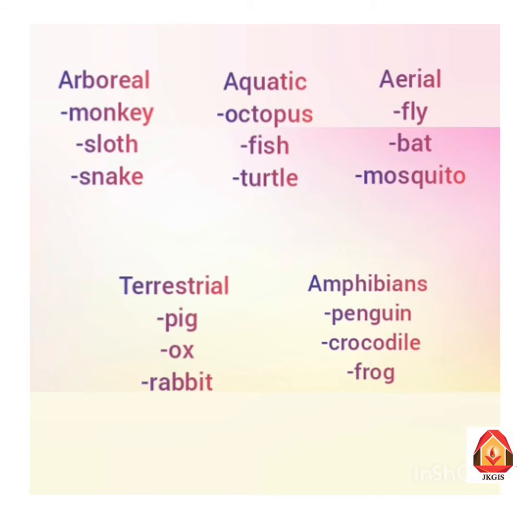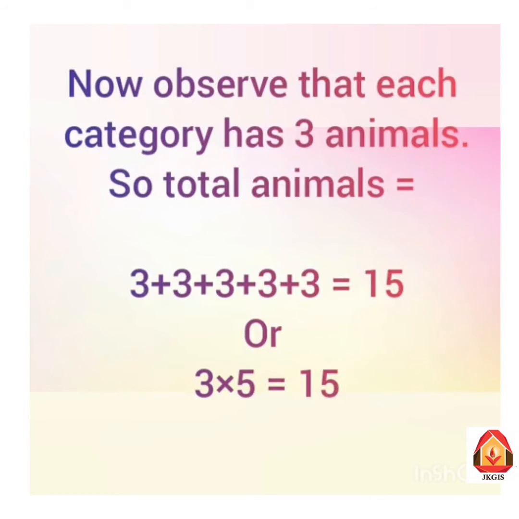So now quickly tell me how many total animals are there. Yes, again we have to use the same method. That means first calculate the number of categories. Yes, there are a total of 5 categories and each category has 3 animals. This means we write 3 plus 3 plus 3 plus 3 plus 3 is equal to 15. Or we can also write 3 times 5.